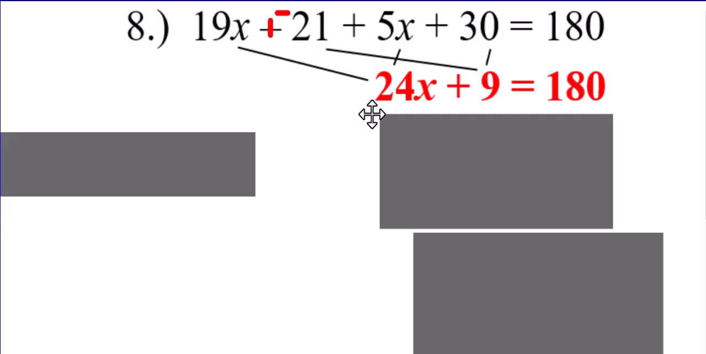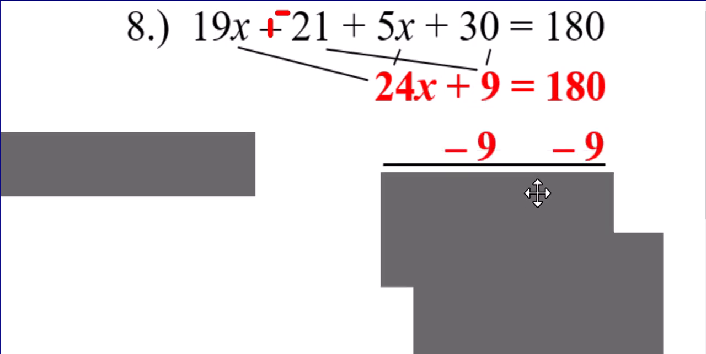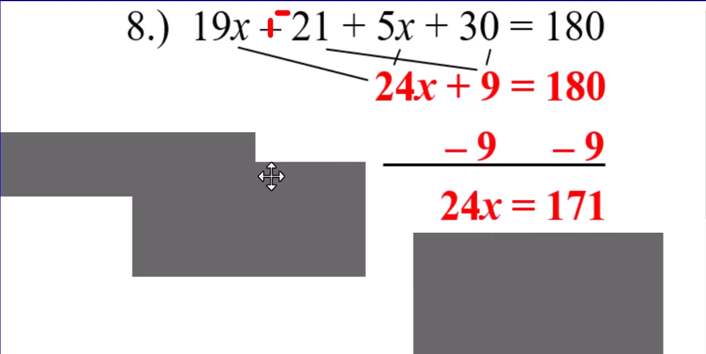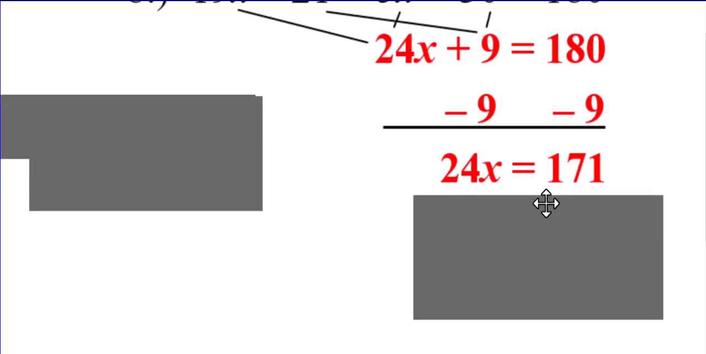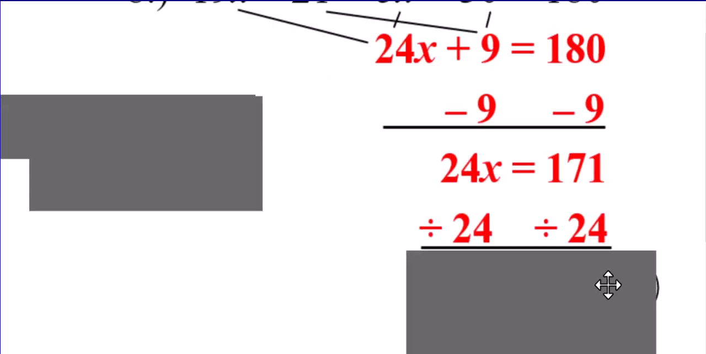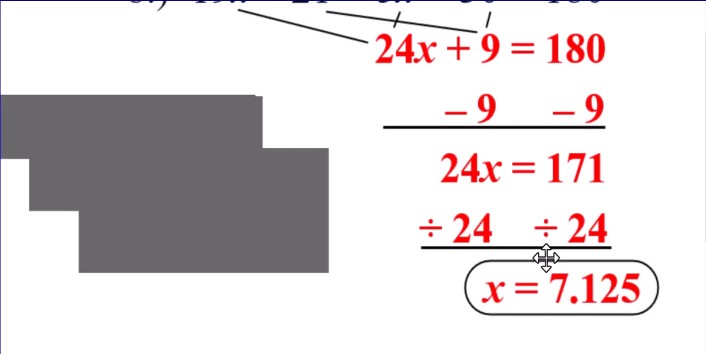19x and 5x gives you 24x. From here, inverse operations, get rid of the adding by subtracting. 180 minus 9 is 171. And then the inverse of multiplying by 27, or sorry, did I say 27? The inverse of multiplying by 24 is dividing by 24. And this is going to give you a decimal, not a big deal, 7.125. This is also the mixed number of 7 1/8 for those of you who prefer a mixed number. I would accept it either way.